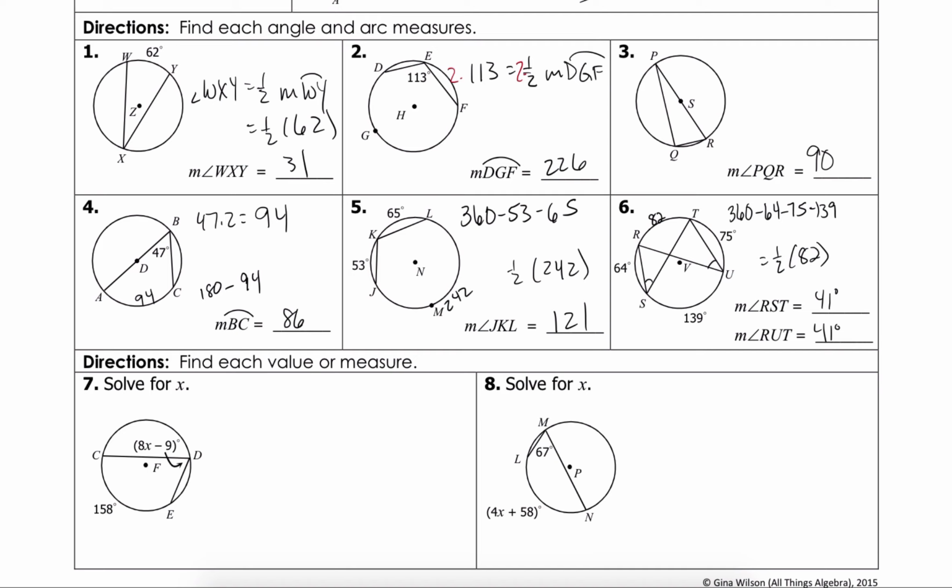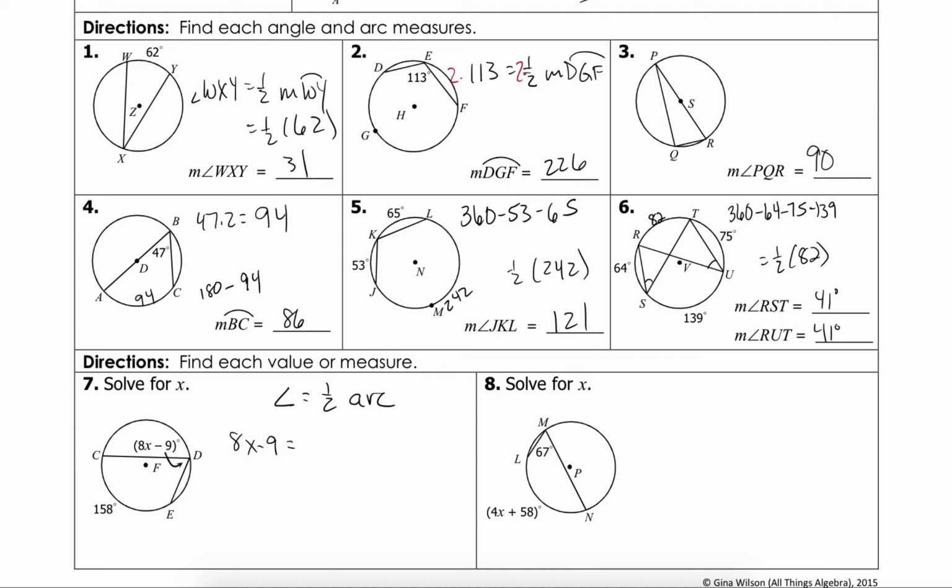All right, number 7. Okay, we're using the information that the angle, and I'm just going to write it like this, the angle equals half the arc. It's just easier to write that way. So in this picture, what goes in place of the angle? Well, the angle is 8x minus 9. So in place of angle, I'm going to write 8x minus 9.